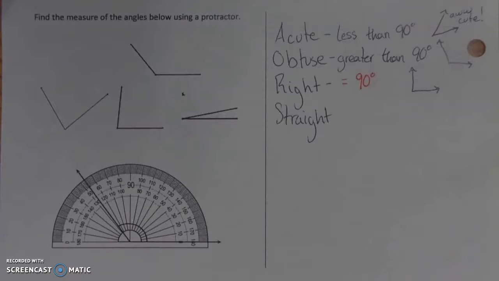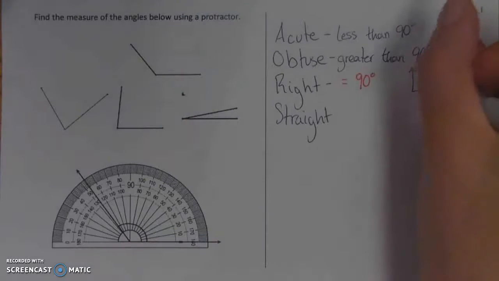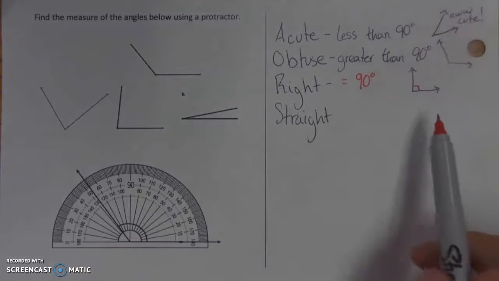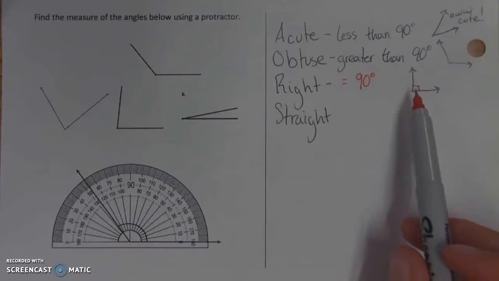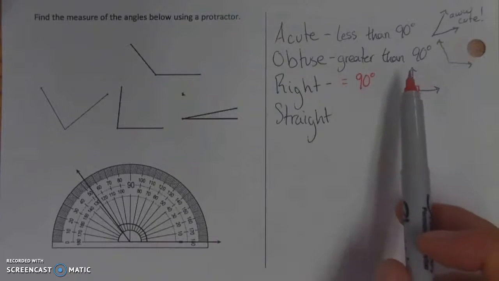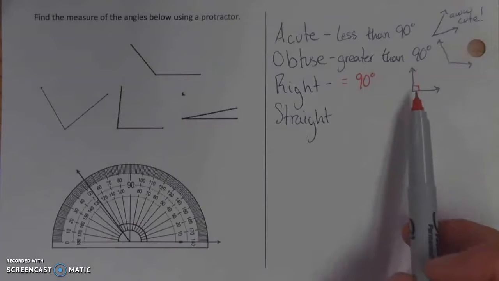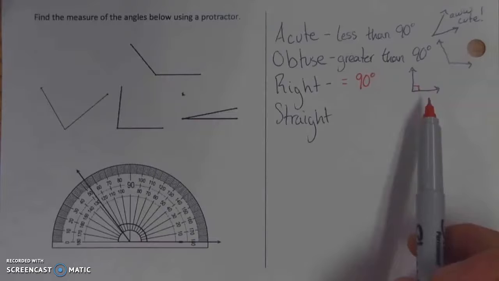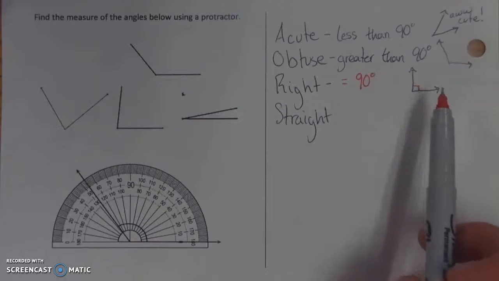One other thing to remember with right angles is they're going to be marked on a picture with this little box here. Now, as soon as you see that, you know that it's a right angle, you know that it's 90 degrees. But if you are given these two lines without that box, you cannot assume that it's 90 degrees, even if it looks pretty close to 90.